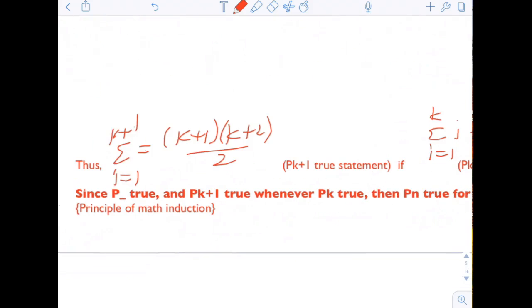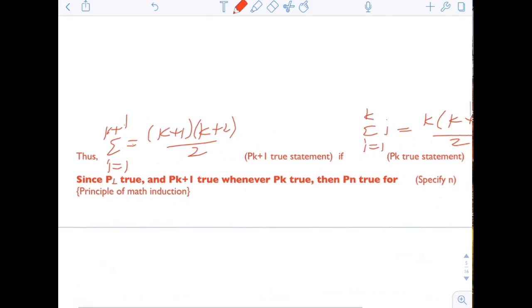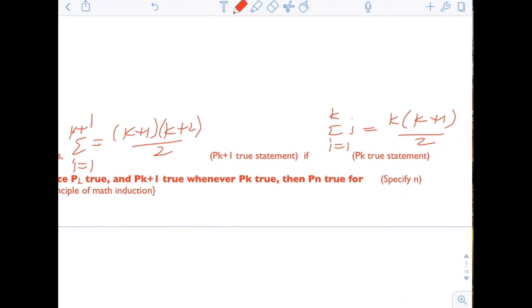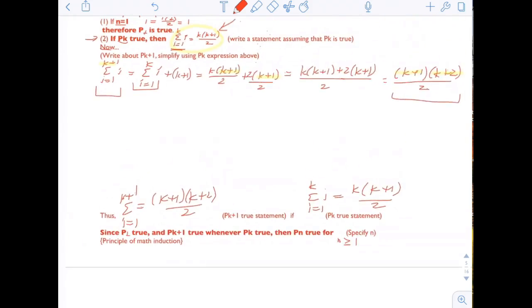So, since P of 1 is true, and P of k plus 1 is true whenever P of k is true, then P of n is true for n greater than or equal to 1. Okay, that's it for this page.